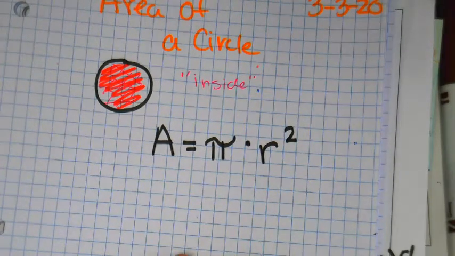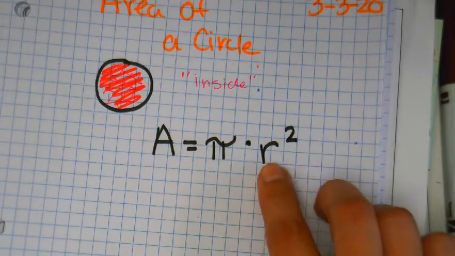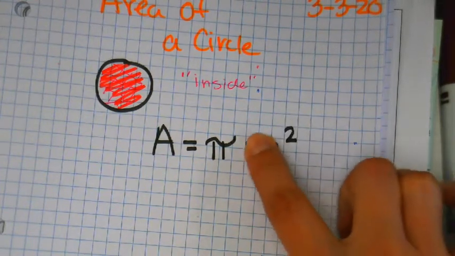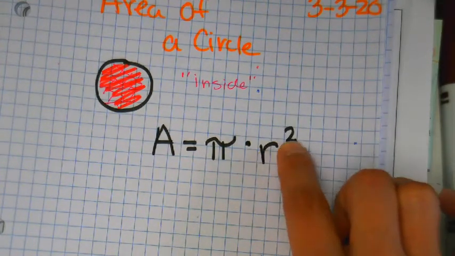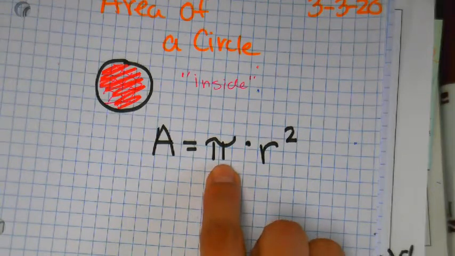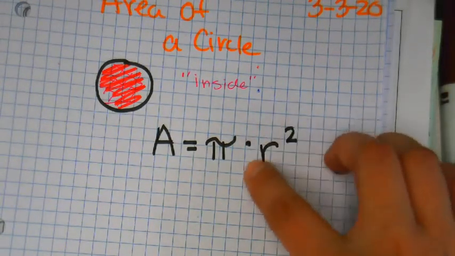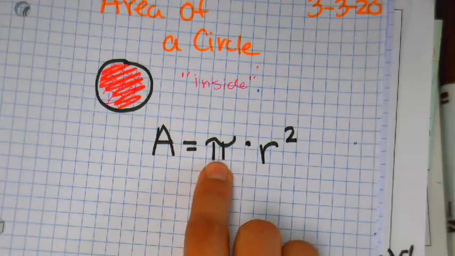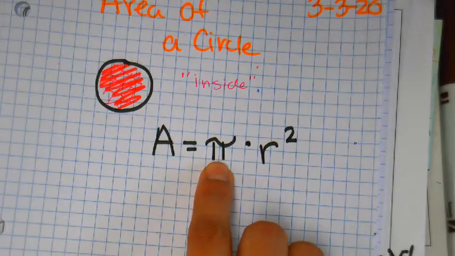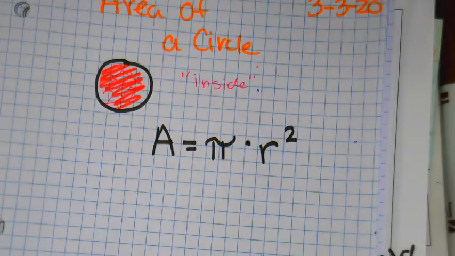It is easy. Now, we have to do this part first. The last thing you do is multiply by pi. So first we're going to take the radius squared, and then we're going to multiply it by 3.14. Okay, so that's your formula.